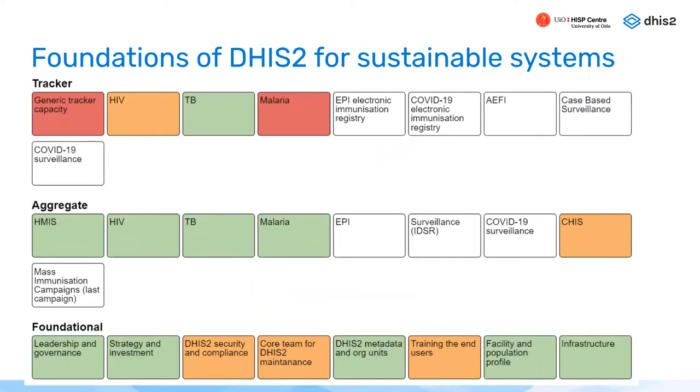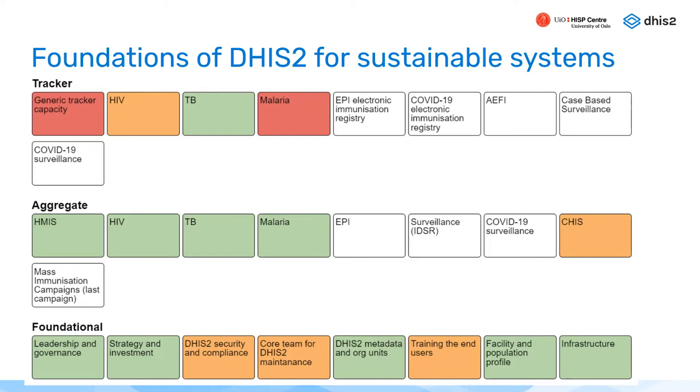So this is an overall picture of this tool that we have made. So the assumption is that if you have a DHIS2 implementation, it rests on some foundational pieces or aspects. You see them at the bottom. If it's hard to read, I apologize. But our basic idea is that we need to have certain things in place in order to succeed. So things such as leadership and governance need to be in place. You need to have a proper strategy and investment approach to DHIS2 on a national scale.